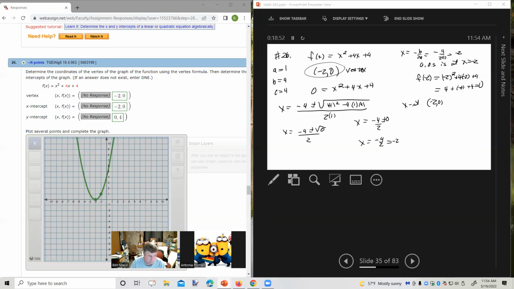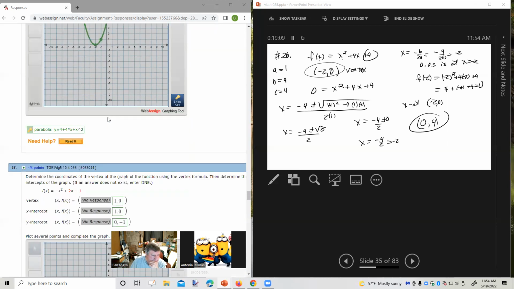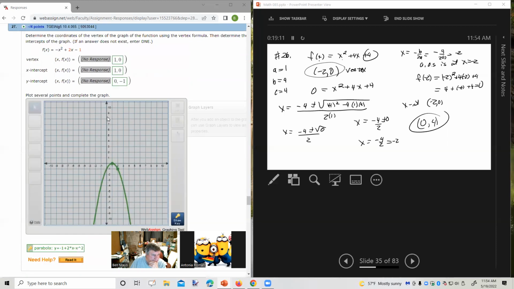Y-intercept at (0, 4), because it's f of 0, 0 squared plus 4 times 0 plus 4. Oh, thank you. That makes sense. Okay. Ready to go on to the next one? Yes.